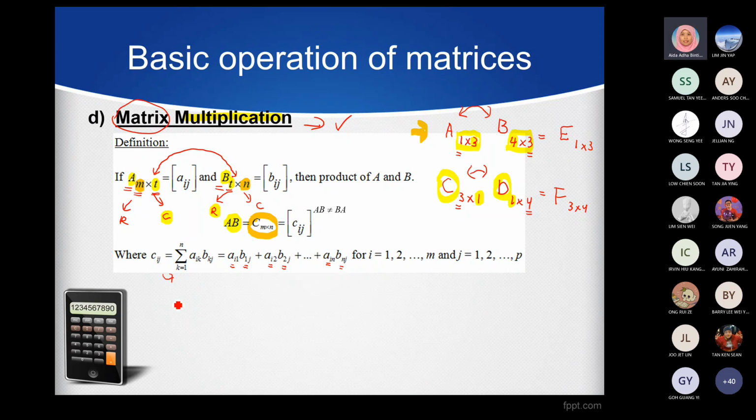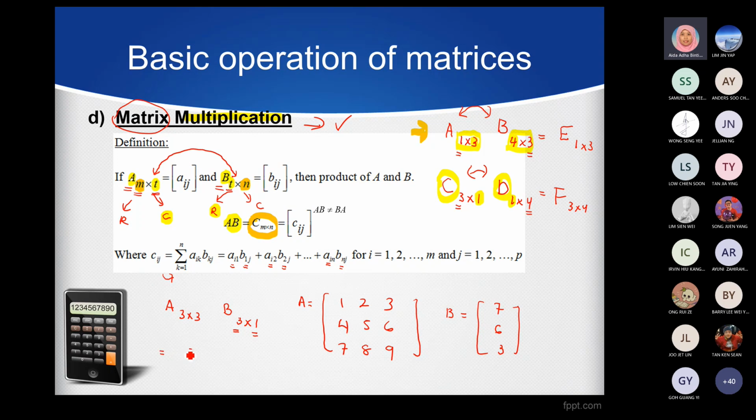Let's say matrix A is 3 times 3, and we want to multiply it with matrix B, which is 3 times 1. For example, matrix A is 1, 2, 3 and so on, multiplied with matrix B, which has 3 rows and 1 column. The final answer will be matrix C, with dimension 3 times 1: the number of rows is 3 and the number of columns is 1.